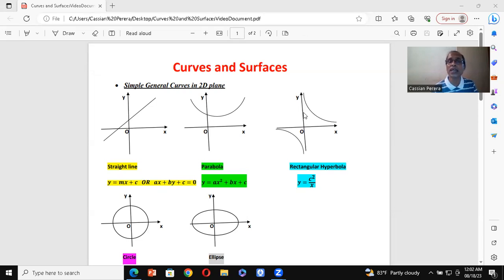Asymptote means at x equals 0, we don't have a specific value, but y tends to plus or minus infinity.